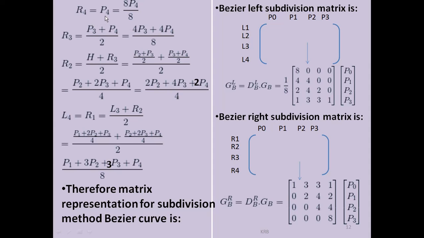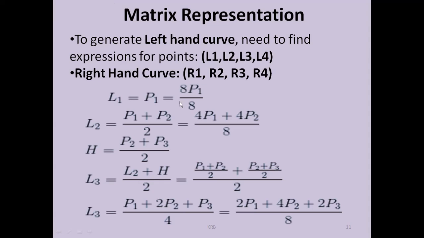Similarly, R4 is equal to P4, that is equal to 8P4 divided by 8, as P4 and R4 are the end points of the curve. So that's why they only have the point P4. To make the denominator 8, we are multiplying and dividing P4 by 8. And as L1 or P1 is the starting point, we are dividing to make the denominator 8. So we are multiplying and dividing P1 by 8.